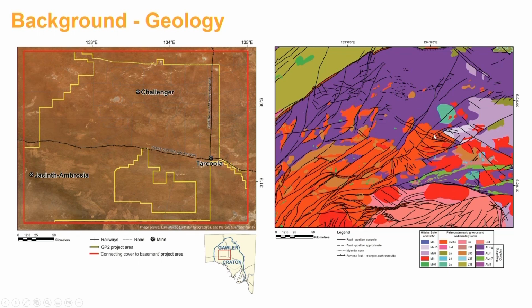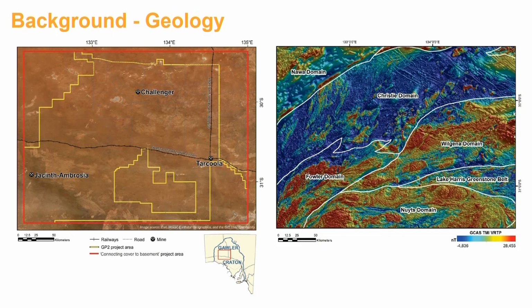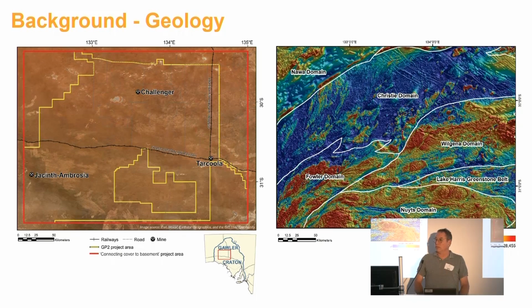And this is the breakdown. So a lot of people who've worked in the Gawler Craton will be familiar with this. These are the domains. All these blocks have got slightly different lithologies, but different histories. So when you look at the area, it's quite complex from the surface down in the basement. And we thought it was a really good opportunity to test the different approaches to looking at this data.